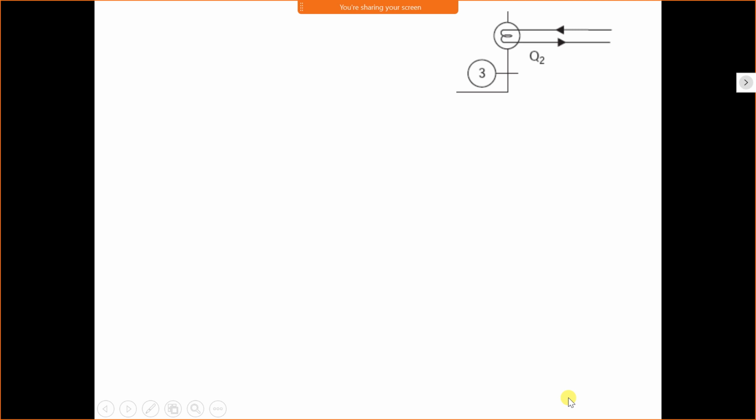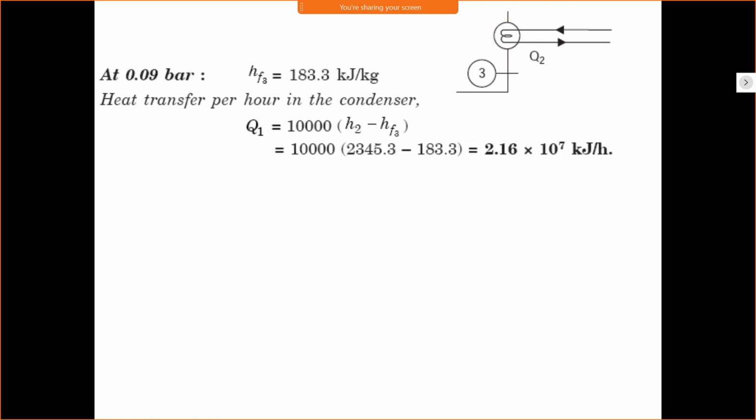Now for the condenser, the outlet condition of steam from the turbine is the inlet to the condenser. We have calculated H2. Now steam leaving the condenser is at 0.09 bar and the condition of steam is saturated liquid. Therefore, from the steam table at 0.09 bar, Hf for saturated liquid and subcooled liquid we write Hf. We take Hf from the steam table at a given temperature or pressure. Here pressure is given. Therefore, at 0.09 bar from the steam table, Hf is 183.3 kilojoule per kg.